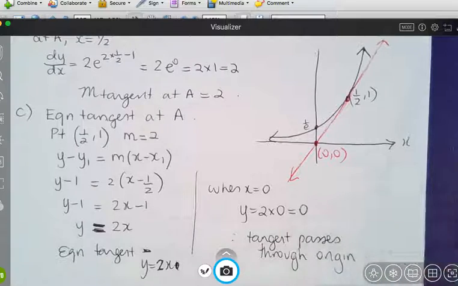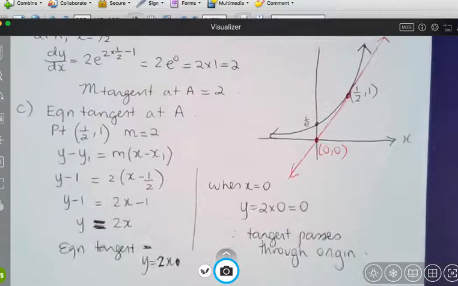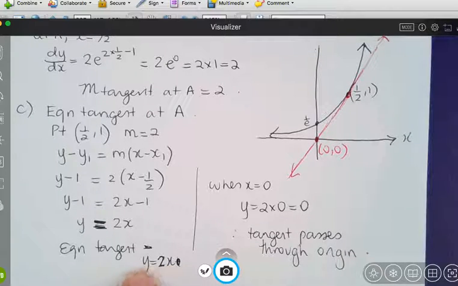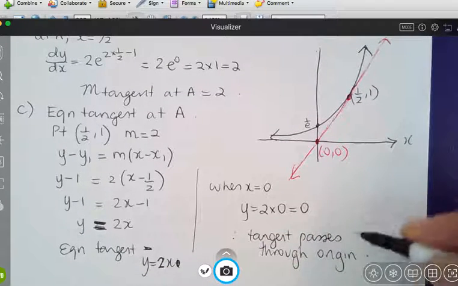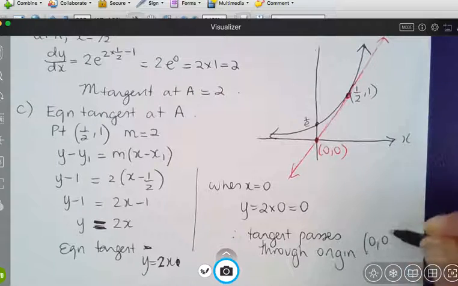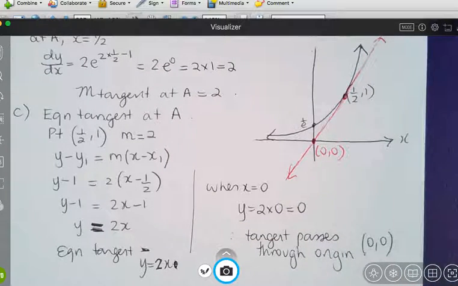Does that make sense or not? Do you know why it passes through? Because when you put x is 0 into this equation, you get y is 0. So therefore the tangent passes through the origin 0, 0, because when x is 0, y is 0.